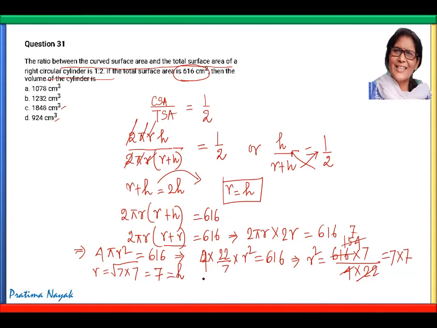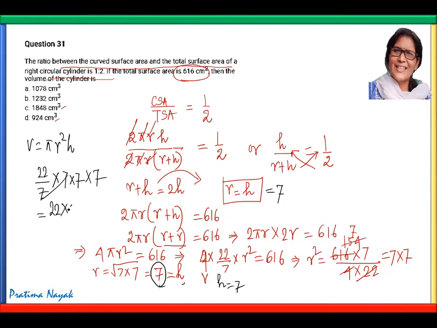Now coming to volume. What is the formula for volume? I am writing volume here. So volume is equal to pi r square into h. So 22 by 7, what is r? R is equal to 7. So 7 into 7. H is also 7, because R is equal to H we have got. So into 7. Now 7, 7 cancel. So you will multiply 22 into 49. So how much will it be?